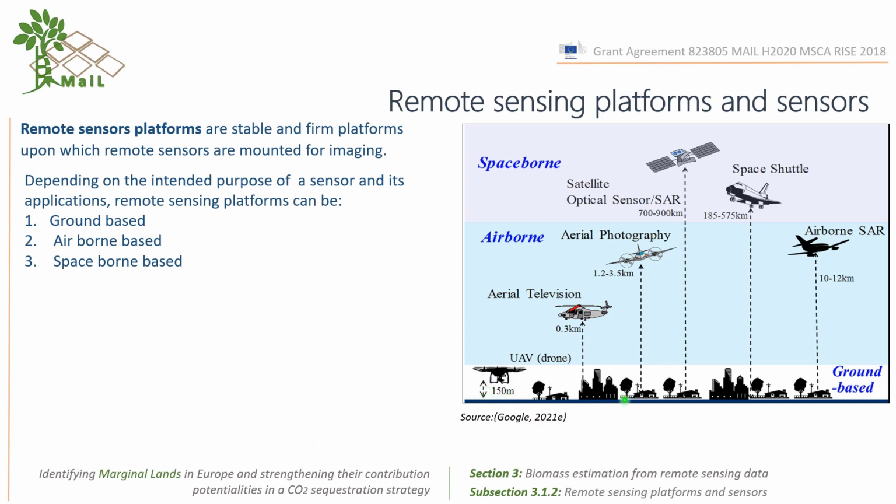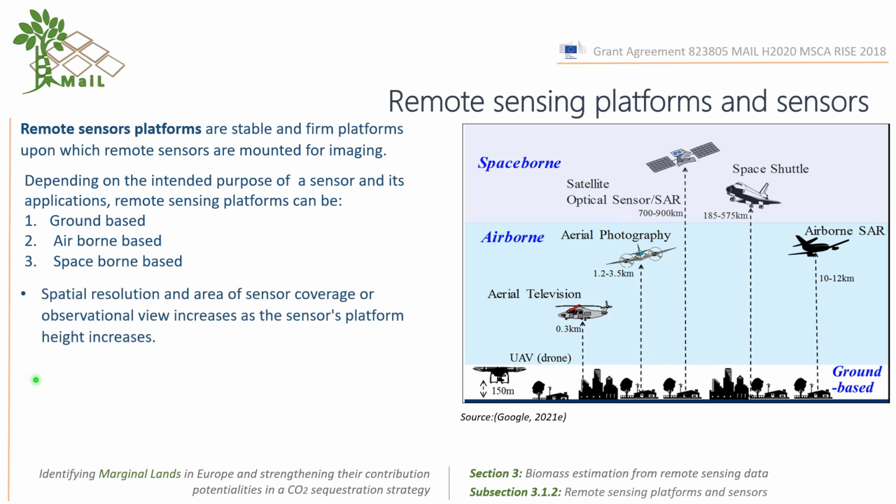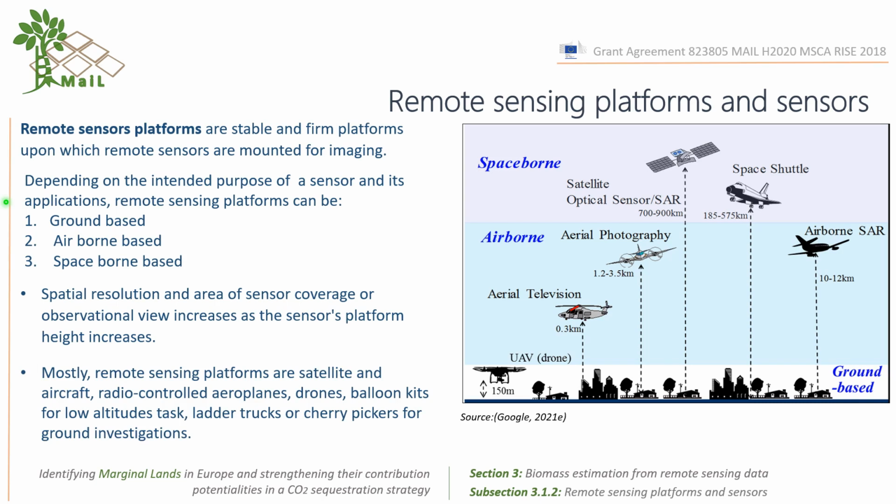to 150 meters, or airborne-based that can also reach from 10 to 12 kilometers, and also spaceborne-based that can also reach from 700 to 900 kilometers. Spatial resolution and area of a sensor coverage or observational view increases as the sensor's platform height increases. Mostly, remote sensing platforms are satellite and aircraft, radio-controlled aeroplanes, drones, balloon kits for low-altitude tasks, ladder trucks or cherry pickers for ground investigations.